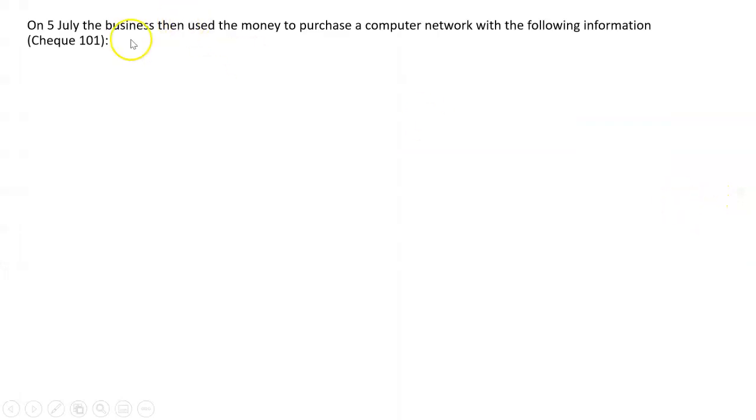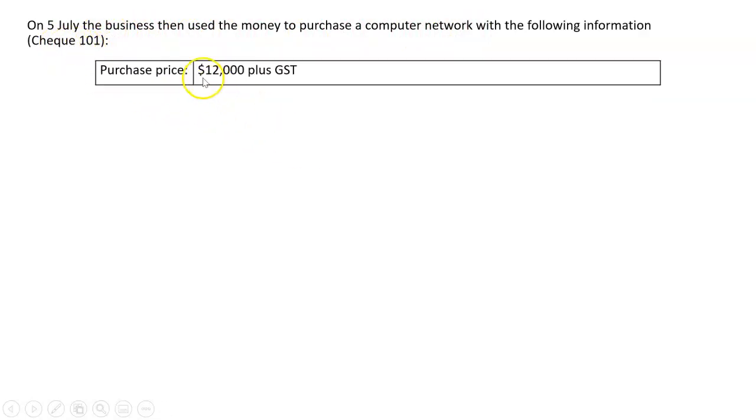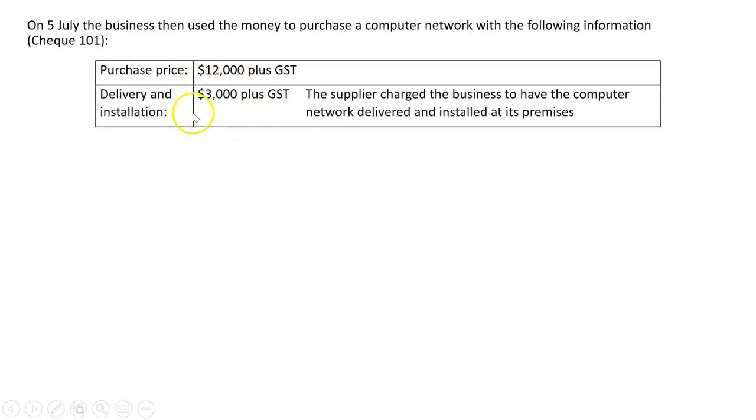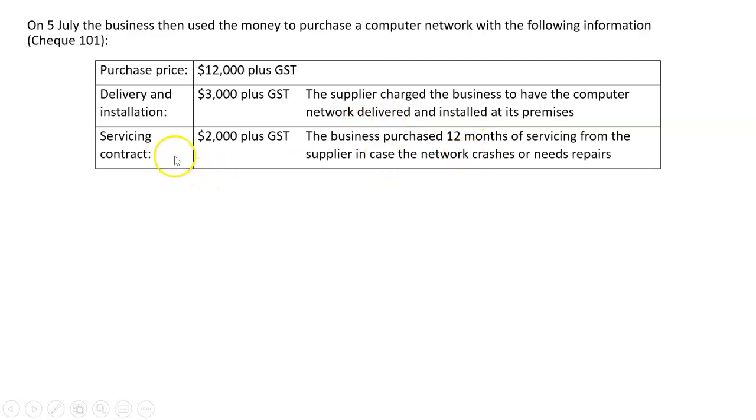Now we're going to use that money. We don't have to use all of it. We're just going to use most of it. But we're going to use it to go and buy the new computer network on the 5th of July. And check 101, here's what we're going to buy. $12,000 is the purchase price, plus GST. We're never going to include the GST in the cost of the non-current asset. However, delivery and installation, $3,000 plus GST. The supplier charged the business to have the computer network delivered and installed at its premises. And lastly, we've got a servicing contract, $2,000 plus GST.